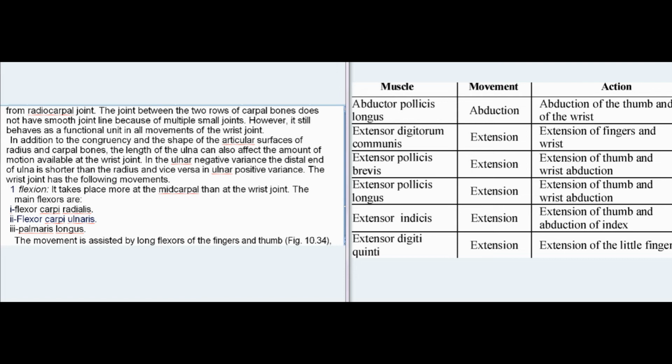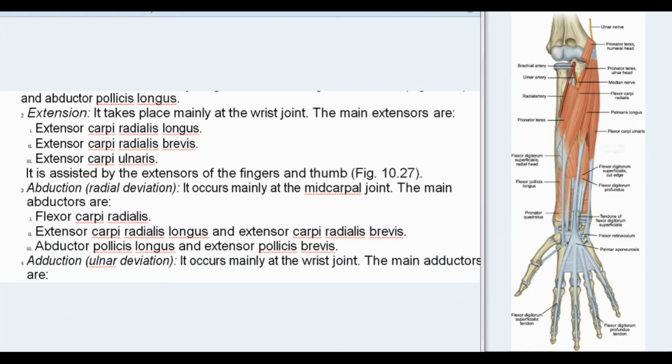1. Flexion. It takes place more at the midcarpal than at the wrist joint. The main flexors are: 1. Flexor carpi radialis. 2. Flexor carpi ulnaris. 3. Palmaris longus. The movement is assisted by the long flexors of the fingers and thumb, Fig 10.34, and abductor pollicis longus.